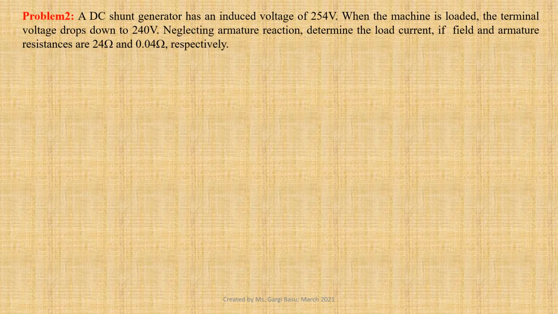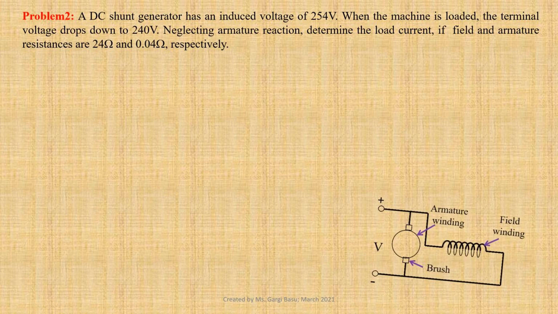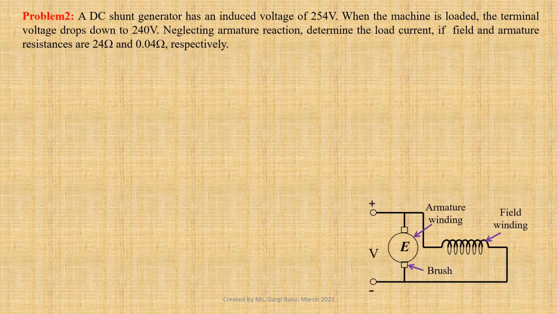Problem number 2. A DC shunt generator has an induced voltage of 254 volts. When the machine is loaded, the terminal voltage drops down to 240 volts. Neglecting armature reaction, we have to determine the load current if field and armature resistances are 24 ohm and 0.04 ohm respectively. Let us now jot down the given data.